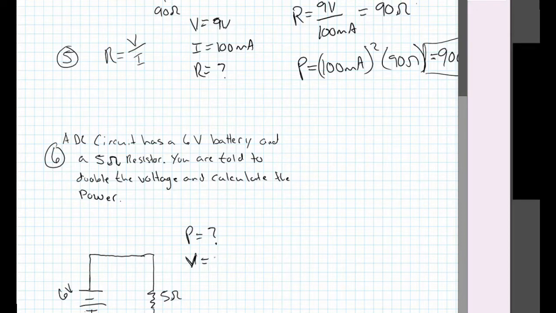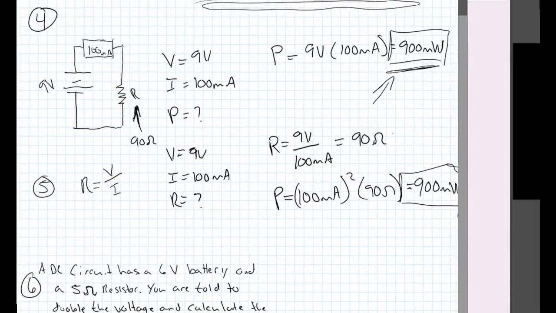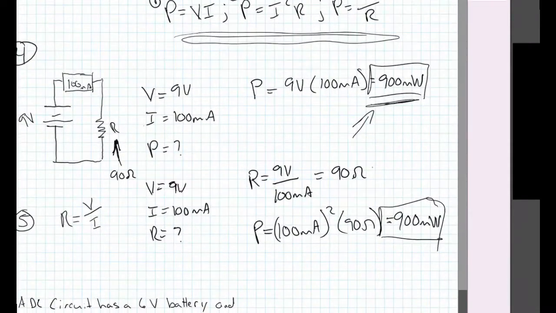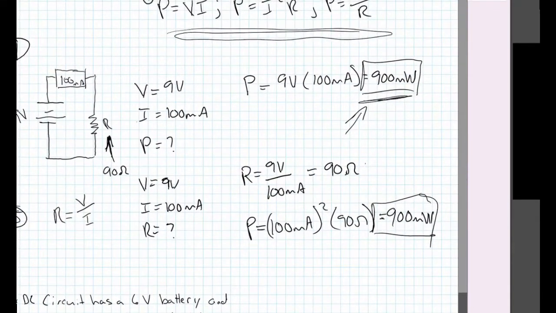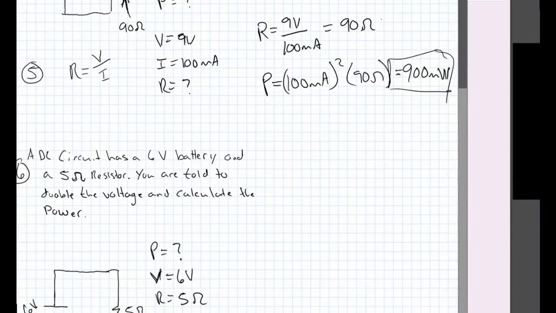A volt is equal to 6 volts. And then we have the resistance is equal to 5 ohms. All right, so looking up here, we're going to use our final equation. Number 3, power is equal to the voltage squared over the resistance.